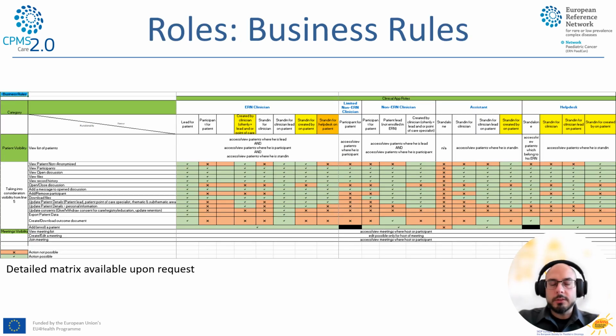Here on this slide, you can see the rules matrix of what action each type of user can perform in the CPMS. To see this in more detail, you can approach the help desk who can send you a copy of this table.